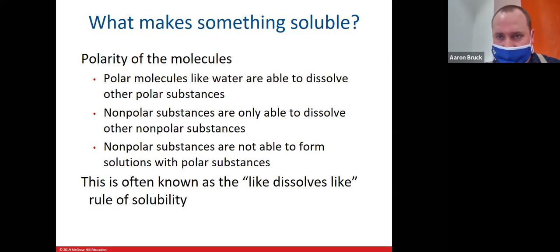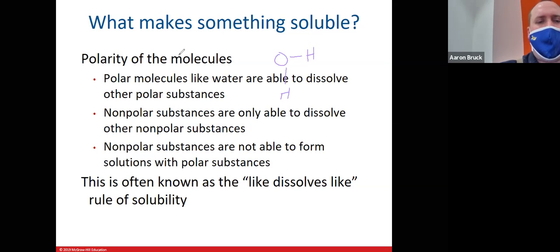So take water, for example. Water is a polar molecule. Its structure is such that the electrons inside of that water molecule spend more of their time around the oxygen than they do around the hydrogens. As a result, we get a molecule that has some positive tendencies over here and some negative tendencies over here, and that's able to attract other positives and other negatives in other molecules.